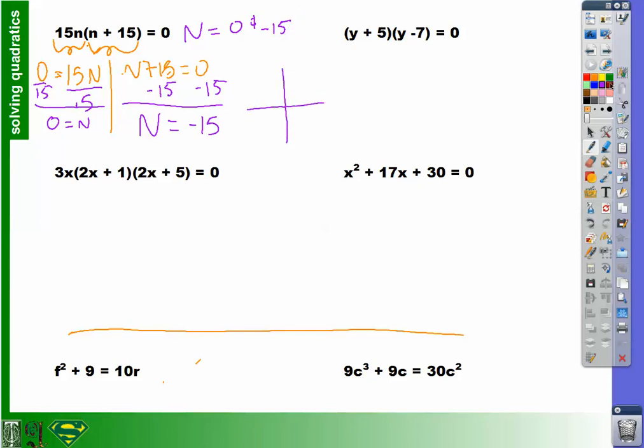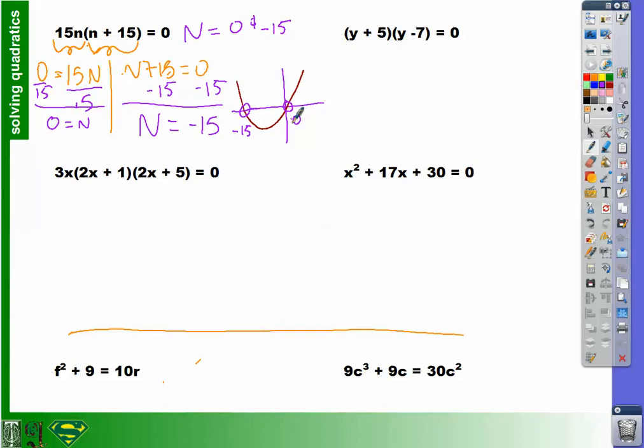If I were to have graphed this, I would have had a parabola where, I'll extend my x-axis, the x-intercepts are right here. This would be at negative 15. This intercept would be at 0. So my solution to a quadratic is the x-intercept. Incidentally, it's also sometimes called the root. So roots, solutions, x-intercepts are all the same thing.